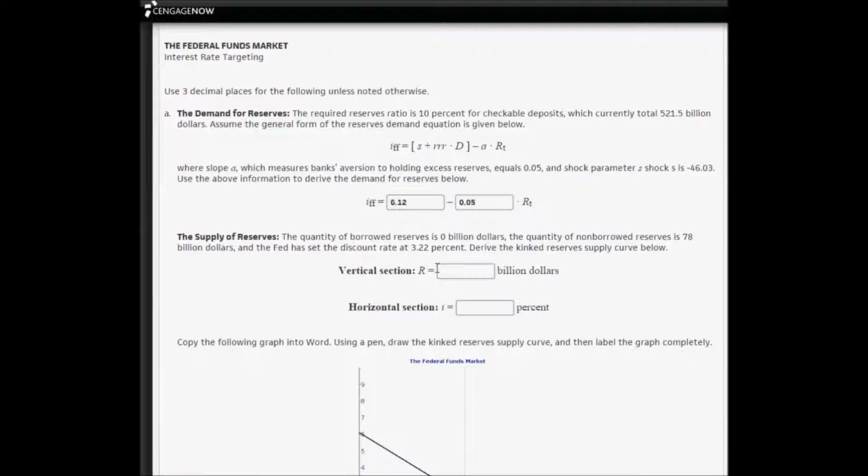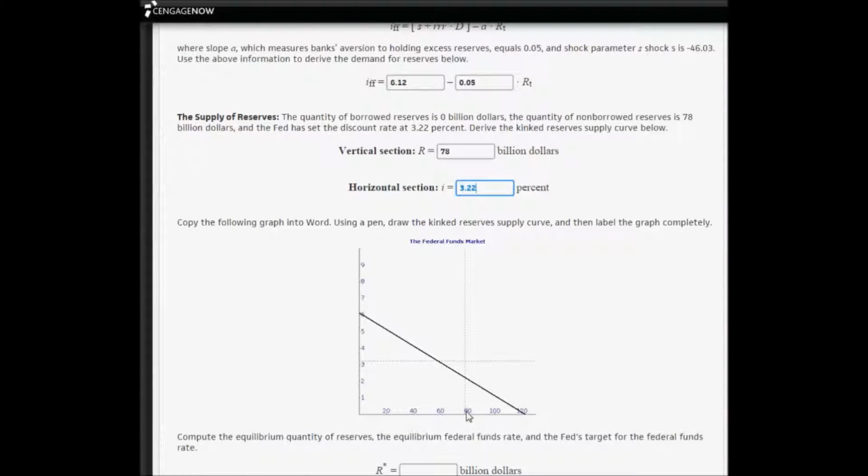The vertical section is the sum of borrowed reserves, $0 billion, and non-borrowed reserves, $78 billion. The horizontal section of the supply curve is the discount rate, 3.22%. So down here we have the supply curve, which is this part of the dashed cross, and the horizontal section here. It's the L shape right here. The demand curve, and then the equilibrium is right here.